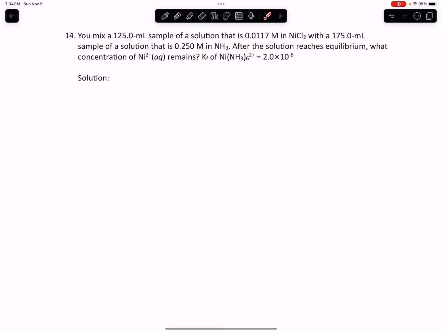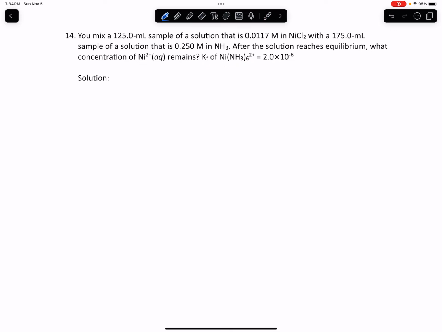We're going to take a look at a problem where we have a solution of nickel chloride. A certain concentration is given to you and a certain volume, and it's mixed with another solution of ammonia with a certain concentration and a different volume. Once the solution reaches equilibrium, the question is, what is the concentration of nickel 2 plus aqueous that remains? They've given you the Kf, or the formation constant, of Ni(NH3)6 2+.